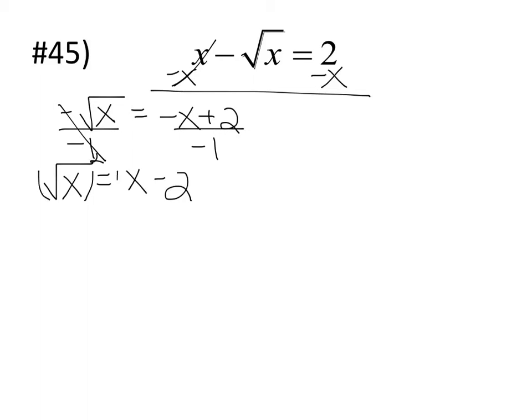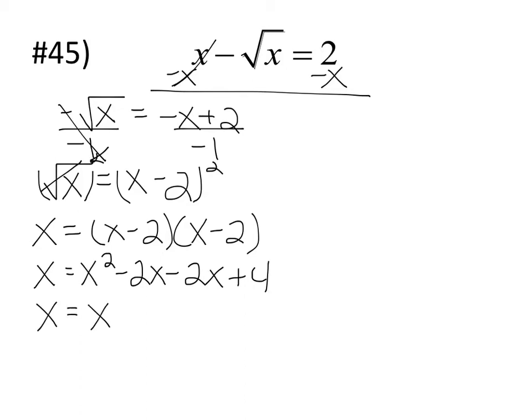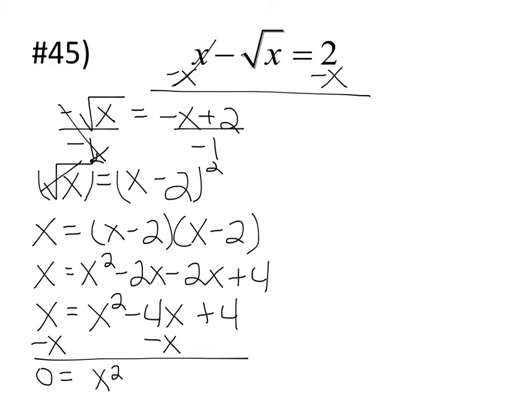Now I'm going to square both sides to get rid of the square root, leaving me x equals, make sure you put your parentheses, because this is x minus 2 times x minus 2. So you get x equals x squared minus 2x plus 4. Combine your like terms. You get negative 2x minus 2x is negative 4x. And then you're going to move the x to the other side so that your problem is set equal to 0 so that you can factor.